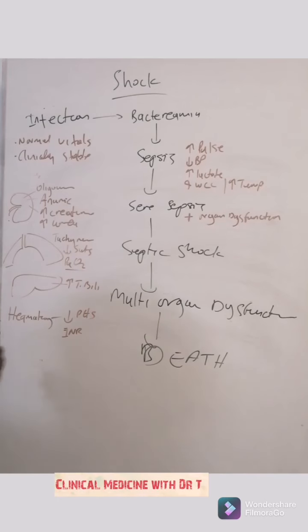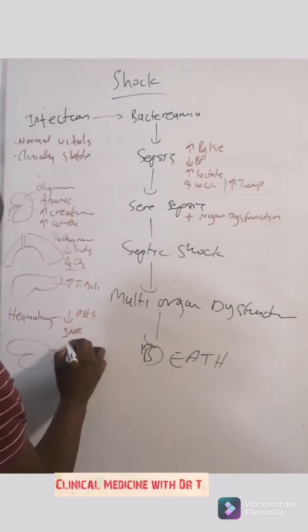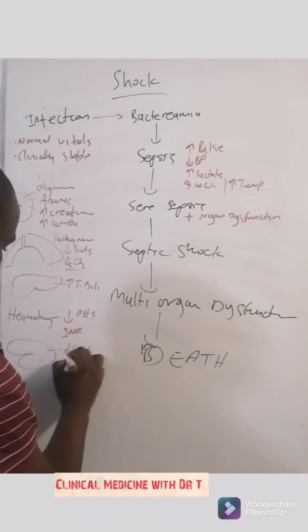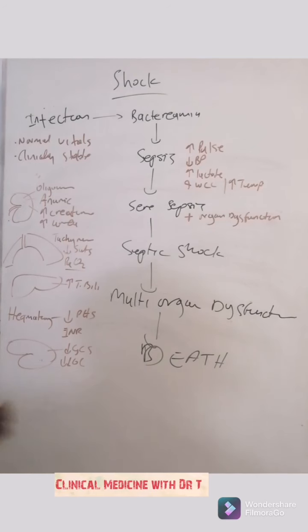In terms of the brain, a low GCS, which is reduced level of consciousness. They might start to have other things as well, they might just be restless, things like that. So these are our major organs. I'm not sure if I'm forgetting any organ now, but these are the major ones.